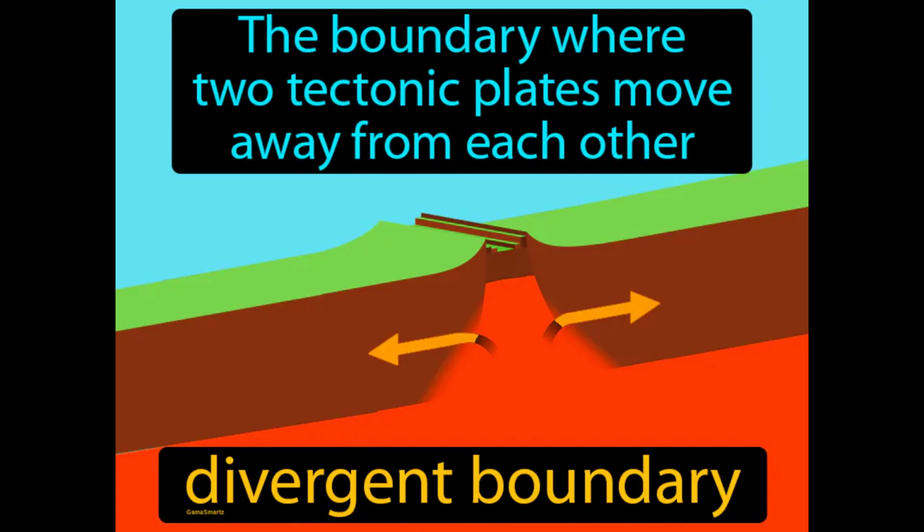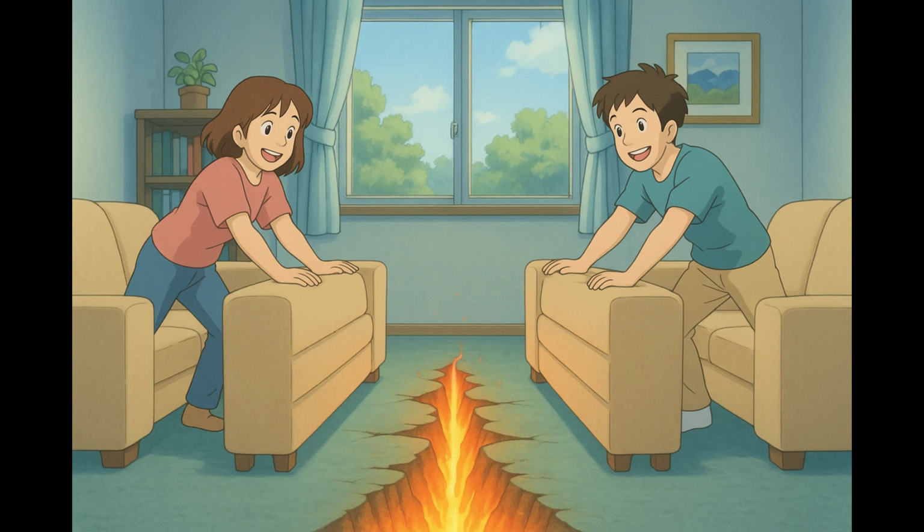The boundary where two tectonic plates move away from each other. Divergent boundary. It is where new crust forms as the plates separate. Imagine you and a friend deciding to rearrange furniture in your living room, each of you pushing a couch in opposite directions. This situation is similar to a divergent boundary where two tectonic plates move away from each other.